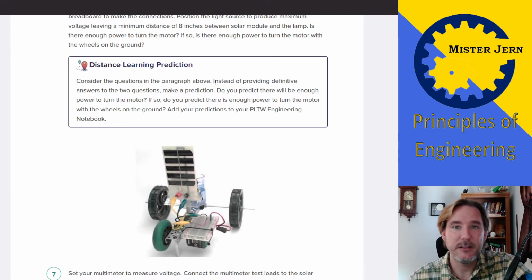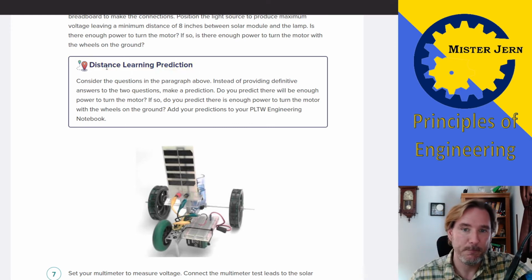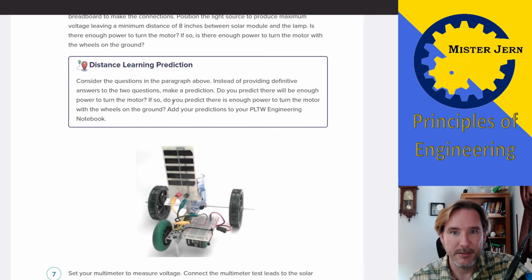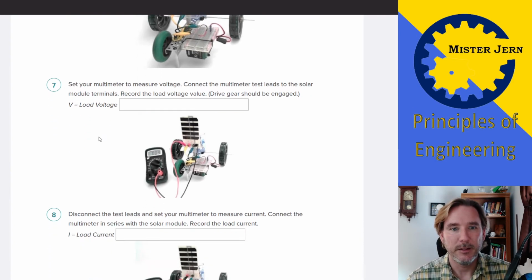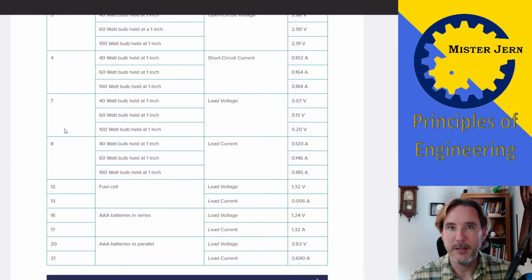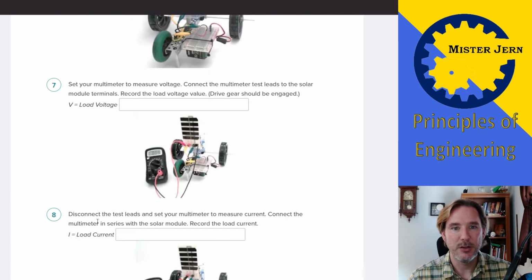You could actually write distance learning prediction just like this, and then under that, write your prediction. What's going to happen based on the questions that you're going to read in this little box. Then you're going to start measuring voltage again, just like before. And just like before, the numbers are going to be here on this other page, number 7, number 8, voltage, current.